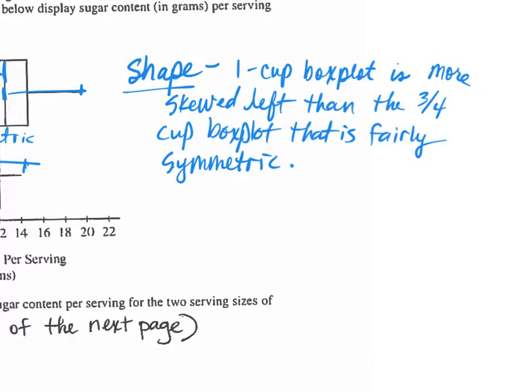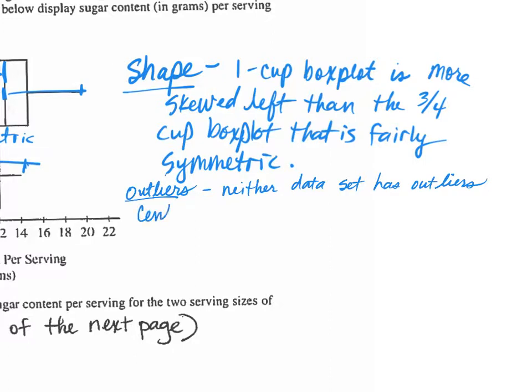Okay, what comes after shape? Outliers. Okay, now they drew these and there would be dots on this thing if there are outliers. So what can you say about the outliers? Yeah, so neither data set has outliers. Okay, so that one's easy. Done with that. Okay, what comes after shape and outliers?